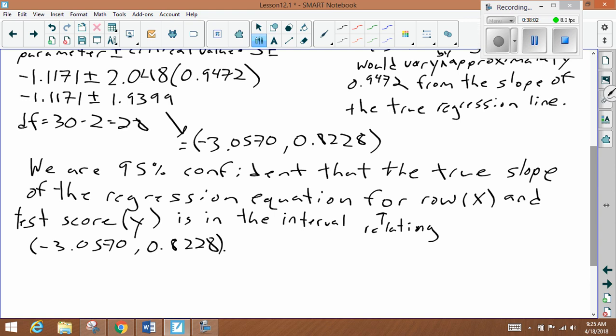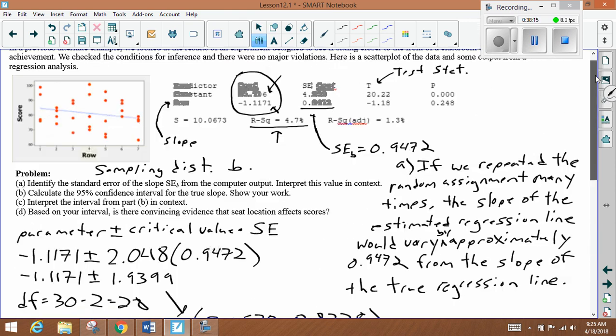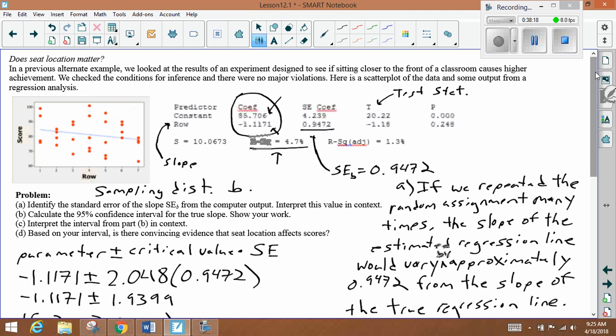All right, and this is really important. How are we going to interpret this confidence interval? It's talking about our slope, right? So let's go back to our graphs. This is what the teacher was trying to find out, right? Do students who sit further away get lower test scores? And we have this least squares regression line that kind of shows that pattern, right? As your row increases, your score decreases, right?